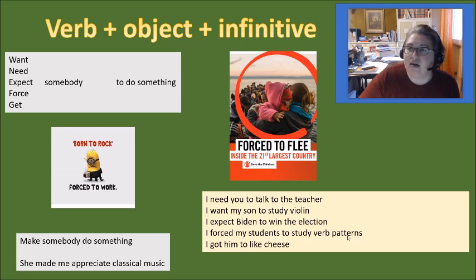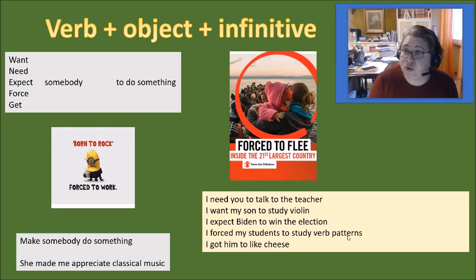And last for today is the verb plus object plus infinitive that we saw also in one of our first examples. I want you to go to the market. And these verbs are very important. You have to learn them by heart. There are not many, so it's a pretty easy task. Want, need, expect. Expect means I am in the attitude that I think you will do that. I expect you to pass the exam. I think you will pass.